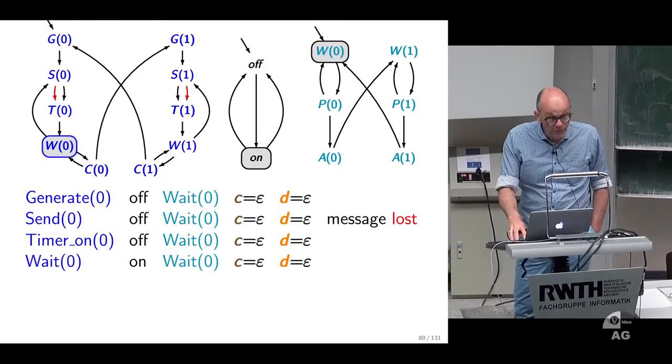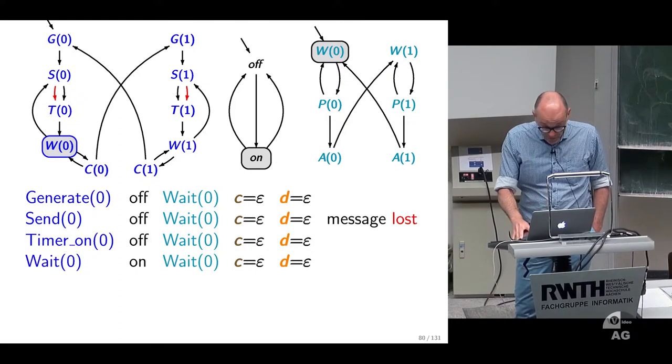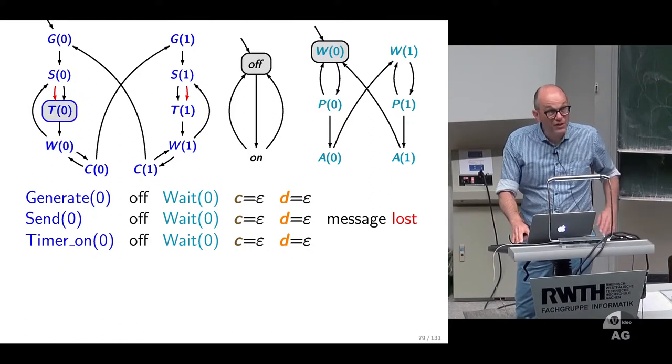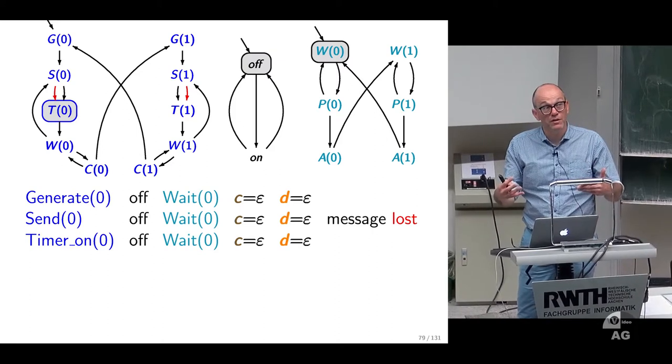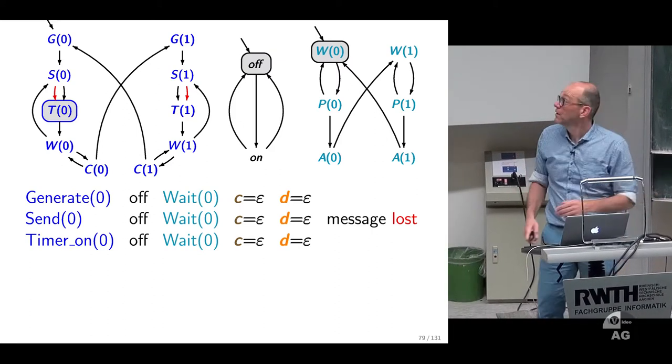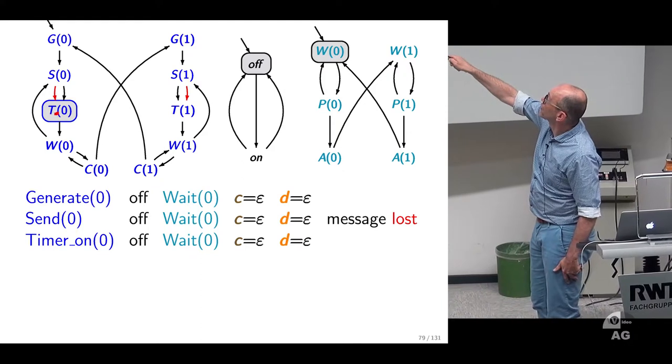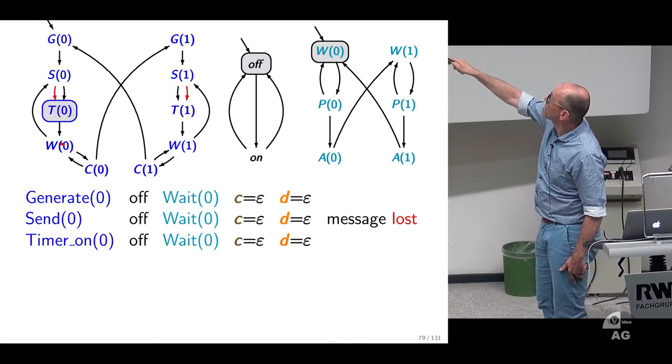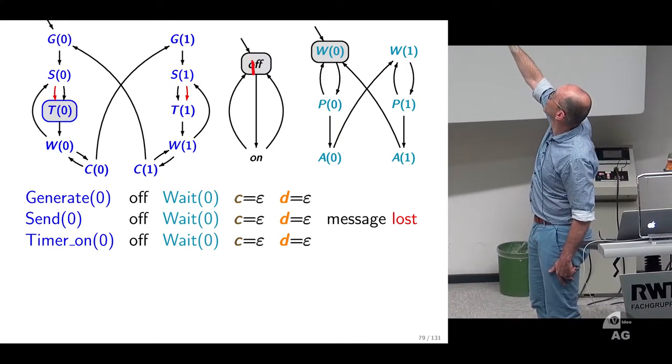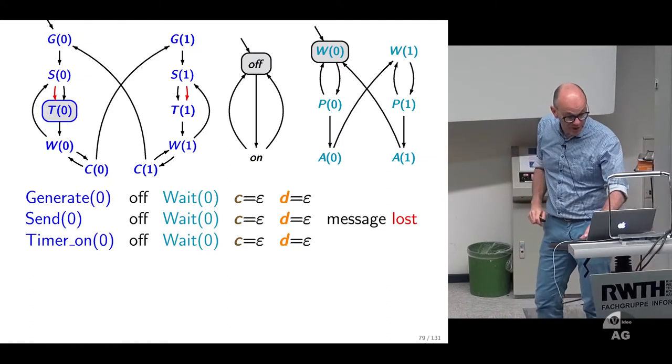Now we turn on the sender, the timer. So this was the synchronous communication between the sender and the timer. So that one evolves from this location to that location, and simultaneously this one goes from the off to the on location. So that's what exactly happens here.